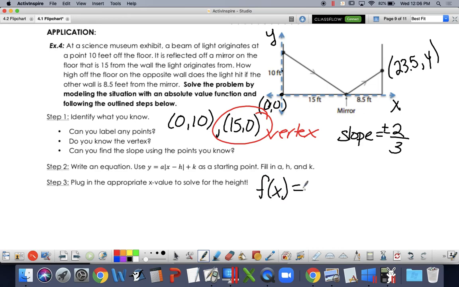So let's write our function. You can use f of x or y, really don't care at this point. Does it open up or open down? We're going to fill that in. It opens up, so I need to make sure it starts out as a positive number. So I have 2/3, because that's my slope. And then I'm going to take the opposite of my x-coordinate. And if you want to, you can put a placeholder of +0 at the end, but you don't necessarily have to. So now, in order to be able to figure out how high this is off of the floor, I just plug in 23.5 for my x value.